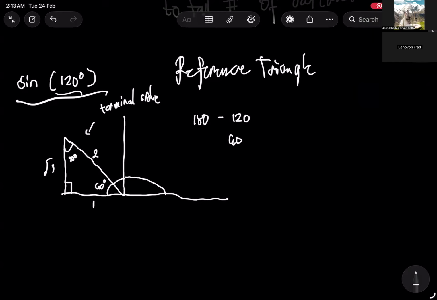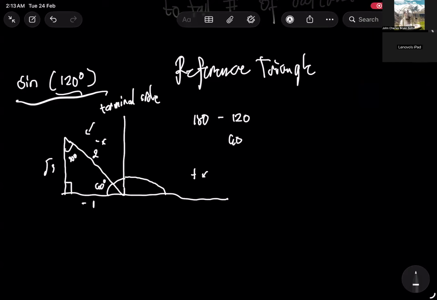Tama na ba to lahat? Normally tama na yan, pero since we look at our Cartesian plane, this is positive x, this is negative x. So, this will become negative 1. Okay? So, let's have the sign.